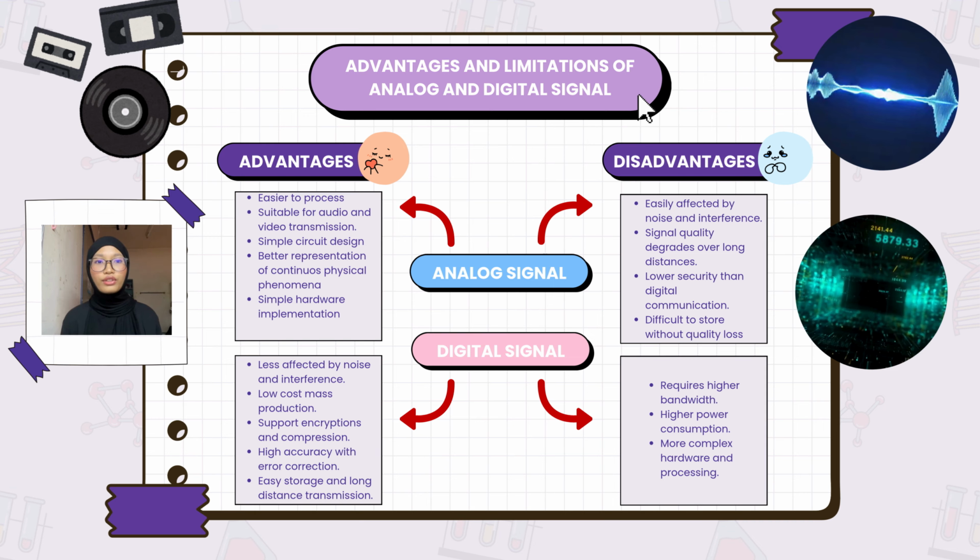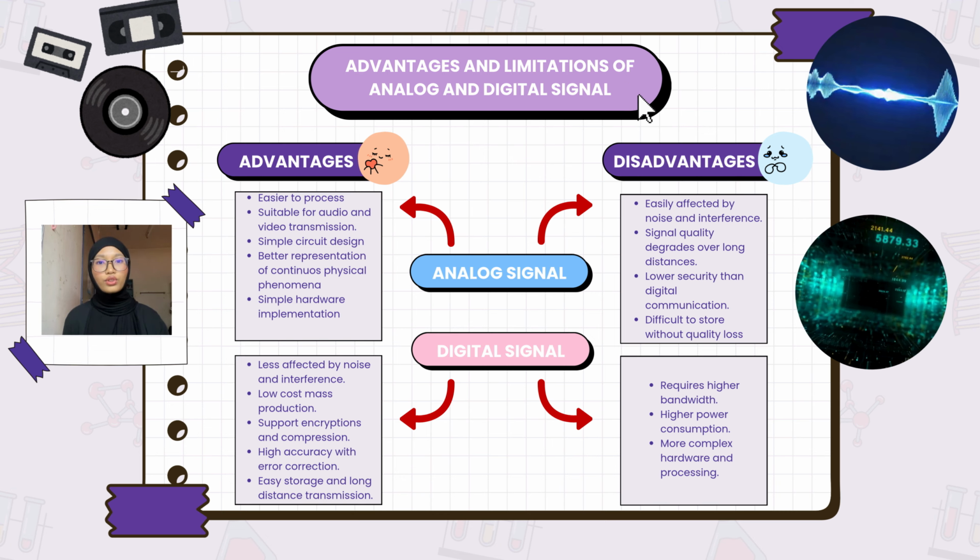Now let's move on to the digital signal. One of the biggest advantages of digital is that it is much less affected by noise because, as we know, it only uses two binary values, which are 0 and 1. So even if there is a little interference, the system can still recognize the correct data.